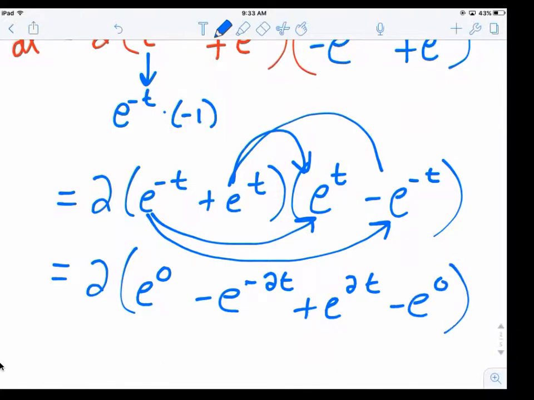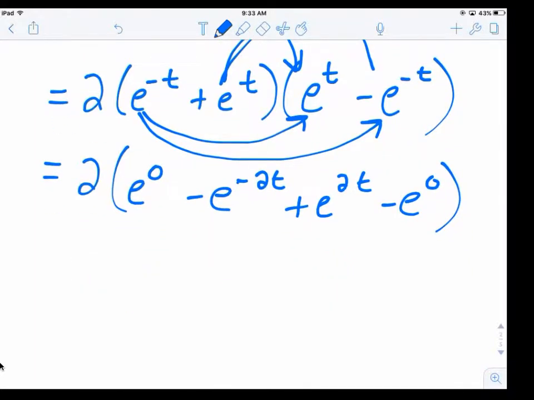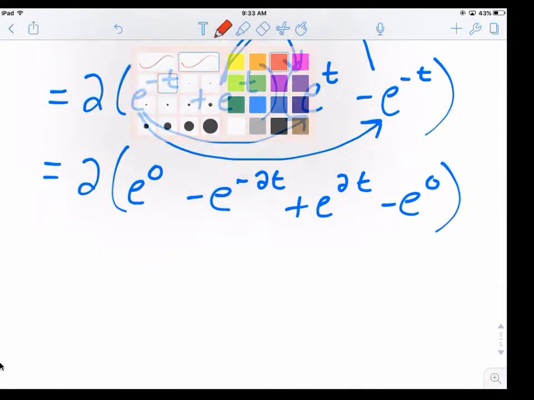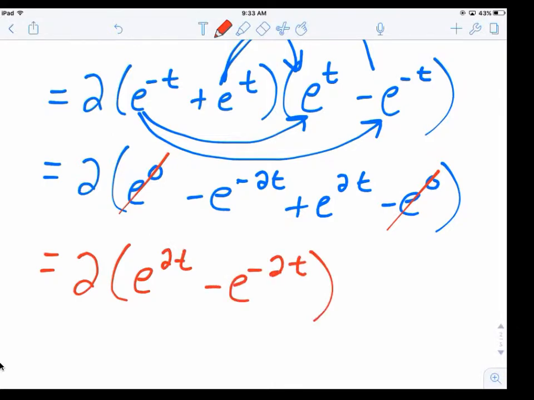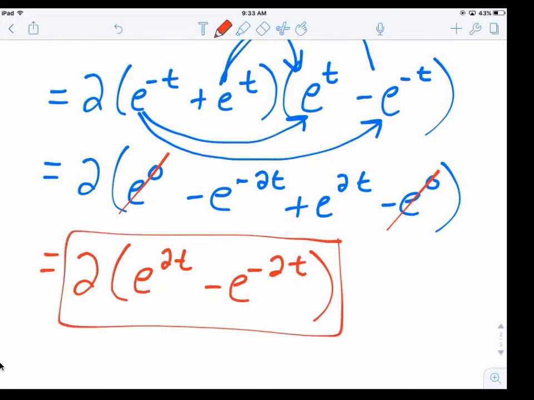Right? So that's just 1, right? 1 minus 1, they cancel each other out, right? And then what you're left with is now e to the 2t minus e to the negative 2t. Yep.